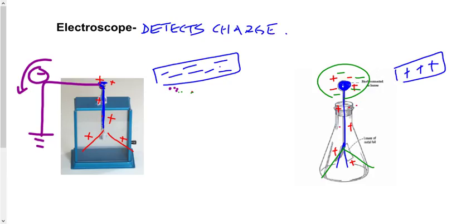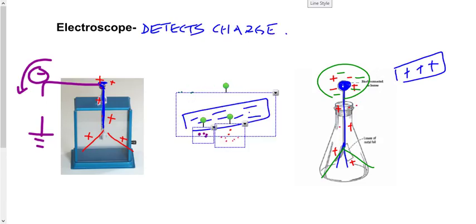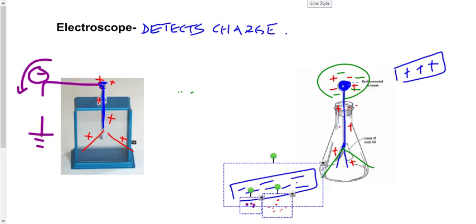What happens when I take this away? They go back. Gravity pulls them back down together. What happens if I cut the ground wire and then take this thing away? Well, now the leaves are going to stay spread apart, right? Because they're positively charged and they have no way to go back to being neutral. Got it?